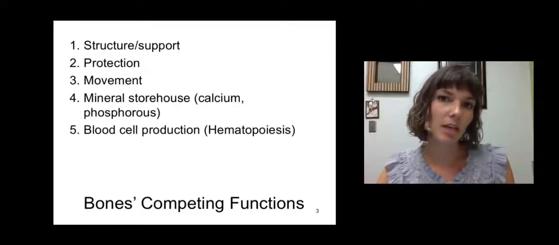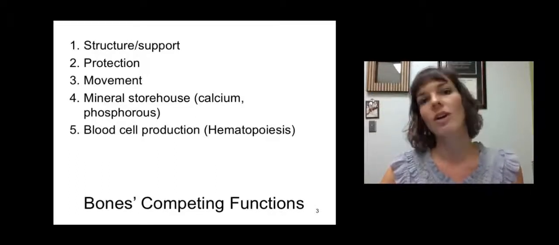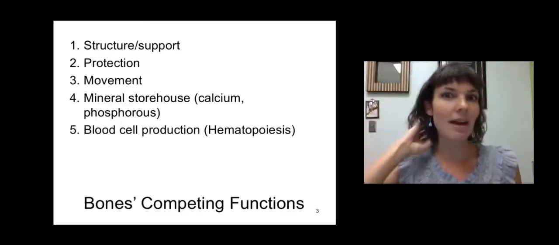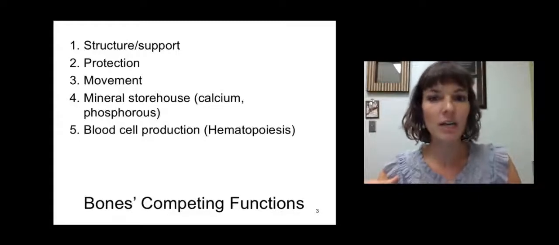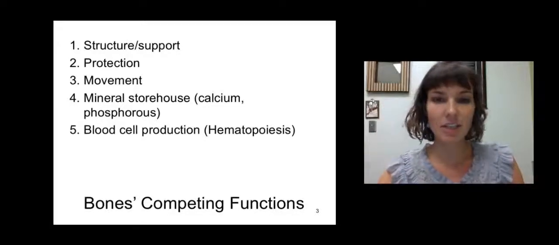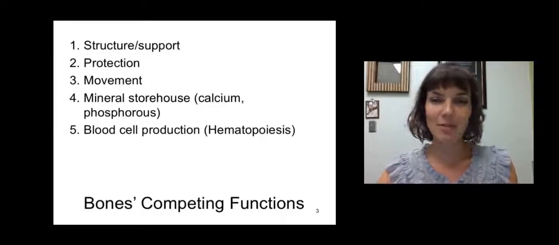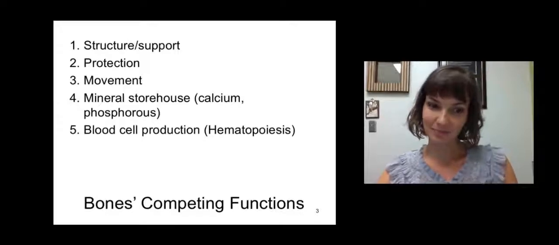Another example might be your bones could be pretty heavy, right? And that would allow greater structure, greater support, greater protection. However, that might make movement more difficult if our bones are very heavy. So competing functions, and these functions are really in conflict with one another based on those examples that I gave. And I'm sure you could think of other ways that these are competing functions as well.